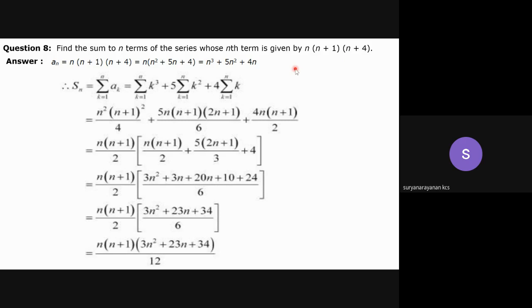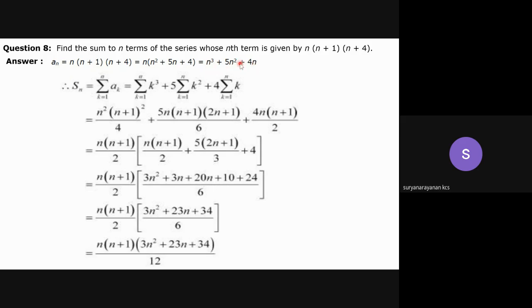So, half of the solution they have already given. Simply, we have to apply sigma notation. Okay, my children. Come to the solution part. An denotes the nth term of the given series. That is equal to, what is the nth term of the given series here? n into (n plus 1) into (n plus 4). Now, by multiplying these three algebraic expressions, finally we get n cube plus 5n square plus 4n. We got three terms, namely n cube plus 5n square plus 4n.